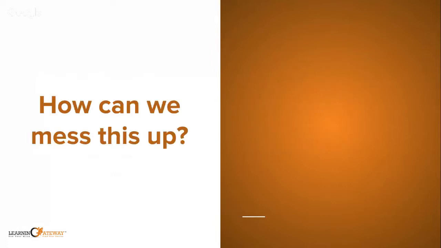toolkit. So we now know what the anatomy is. We know what the different types of loops are that we have at our disposal. How can we mess this up? So let's talk about what are the things that get in the way of us using these tools effectively.